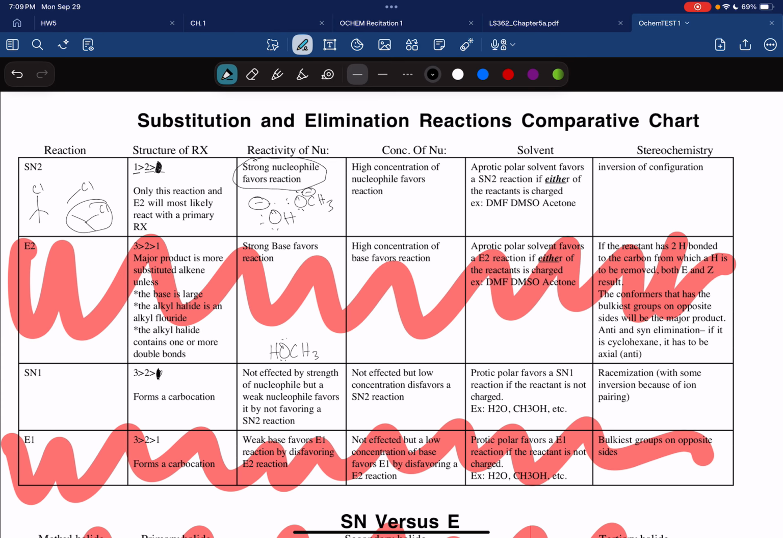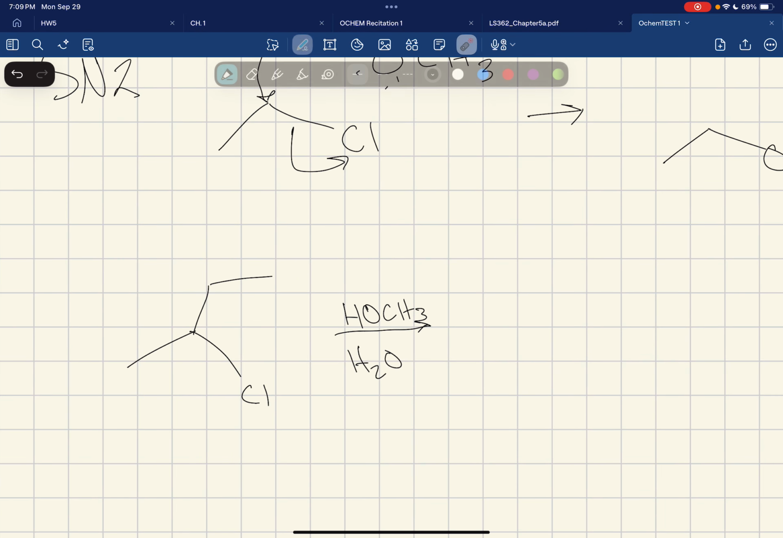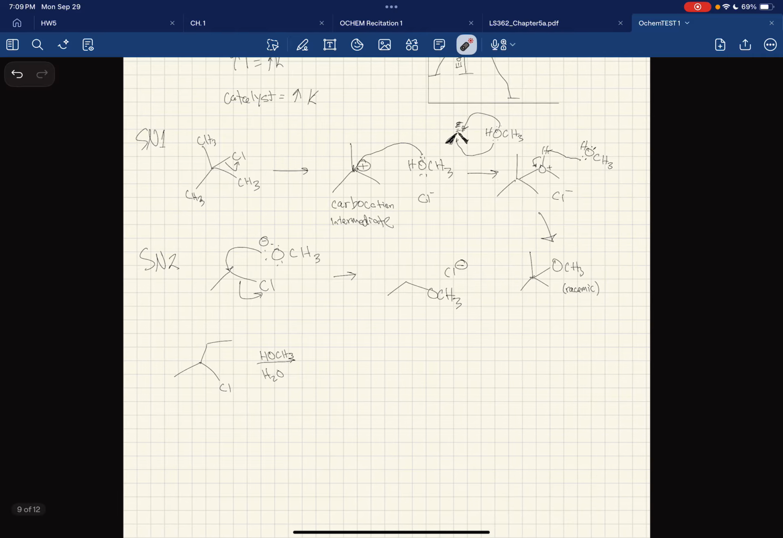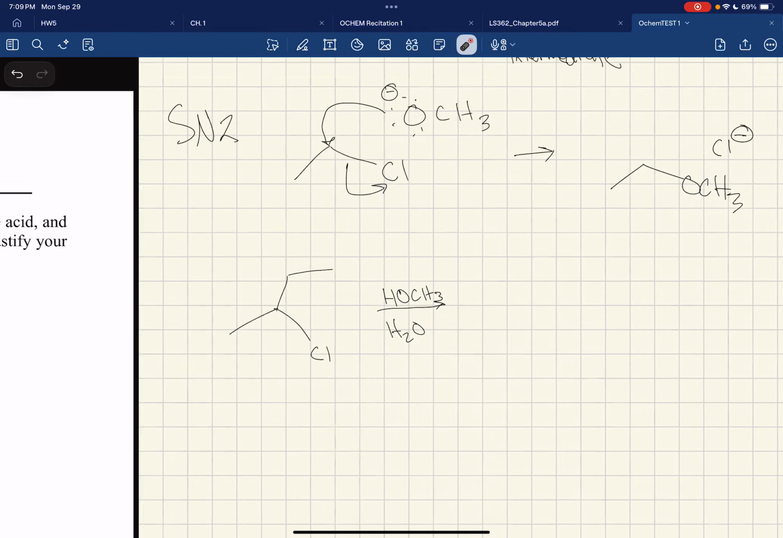And yeah, so let's look at this. You can clearly see with those rules that this is a weak nucleophile, has no charge. So you could say it's probably going to go by SN1. But then you want to look at the solvent. We've got H2O, which is a polar protic solvent.